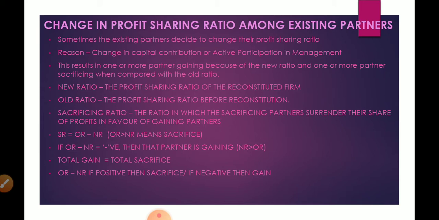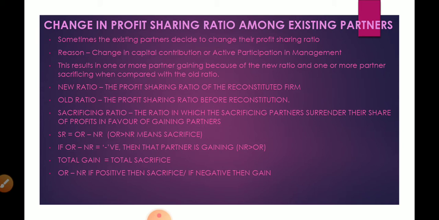Suppose we have three partners A, B and C, and suppose their old ratio is 1:1:1, which means each partner gets 1/3. 1 plus 1 plus 1 is 3, so the denominator is 3. Each partner gets 1/3 share. Now, if the new ratio is 3:2:1, then definitely one partner will be gaining and one partner will be sacrificing. So, how to find out which partner is gaining and which partner is sacrificing?